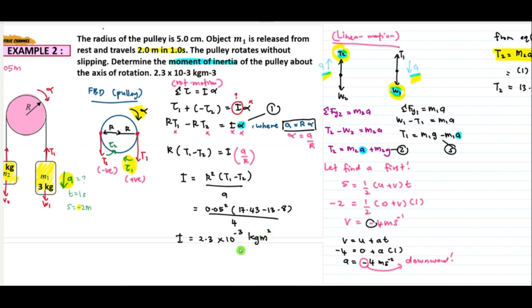Okay, so kg meter squared. Okay, make sure tulis unit yang betul. Ni salah ni kat sini ni. Okay, unit kat sini salah ni. Awak jangan tengok yang ni. Okay, alright. So 2.3 times 10 power of negative 3 kg meter squared. So this is the answer. Okay, so finish example number 2. So let's proceed to example number 3.